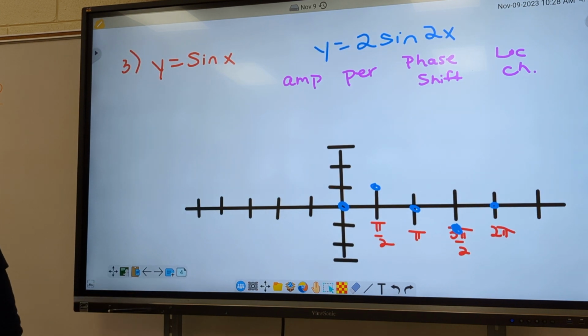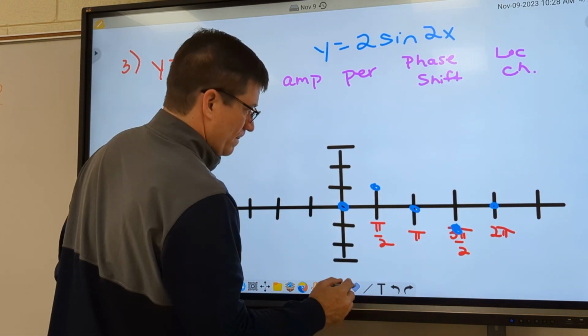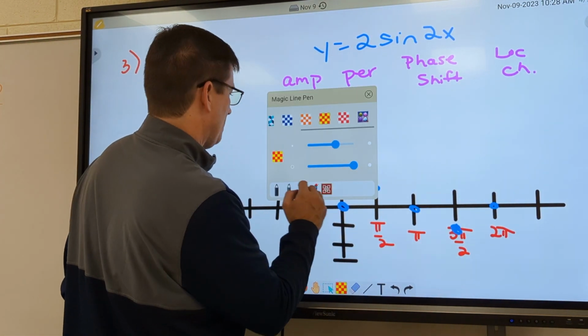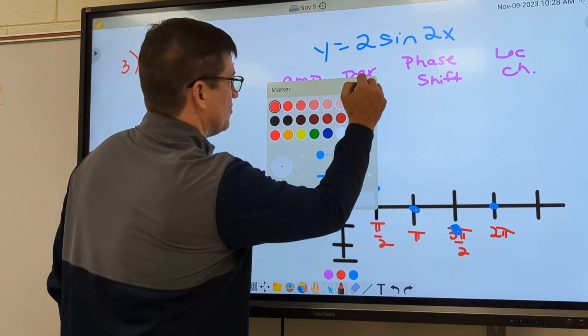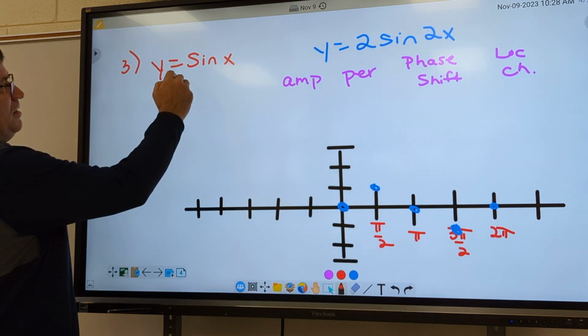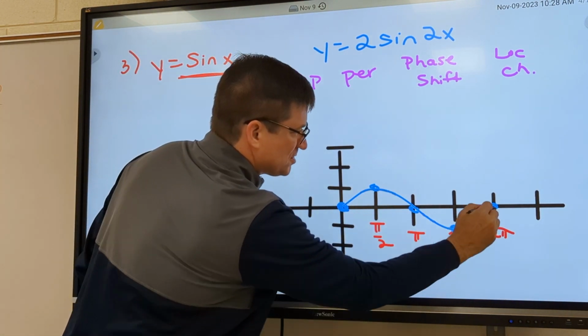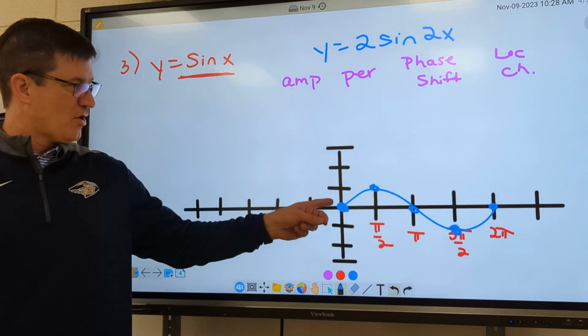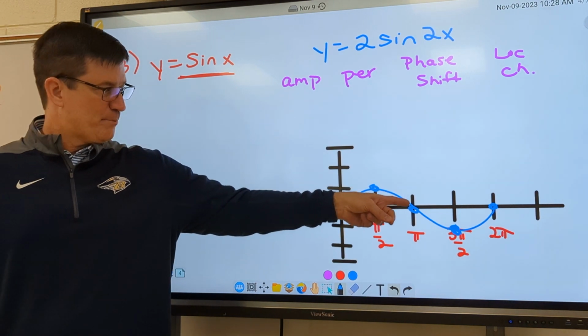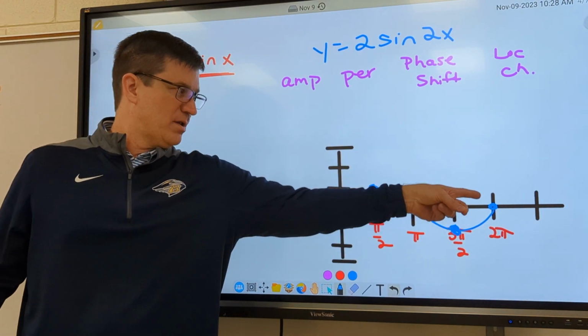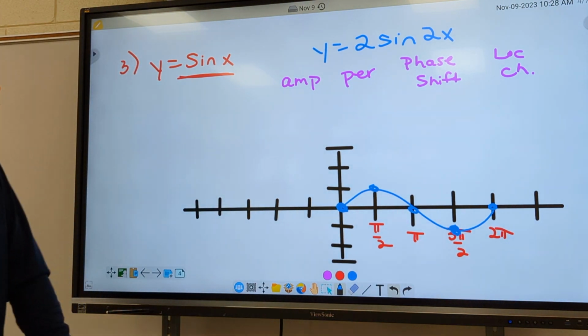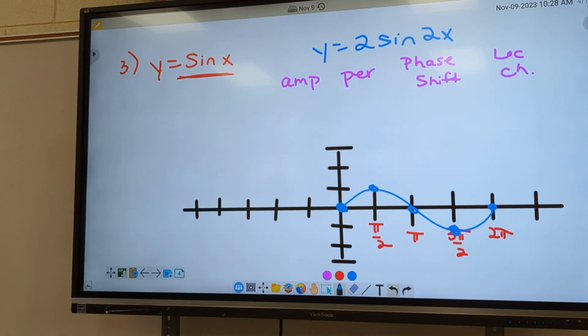Here we go, number 3. Who created this? I don't know. Samari, you were out when we did this. Your basic graph for sine x looks like this. It's just a curved line where you start at 0, go up to 1, back to 0, down 1, and then back up to 0. You have to memorize what that looks like on a sine x problem.